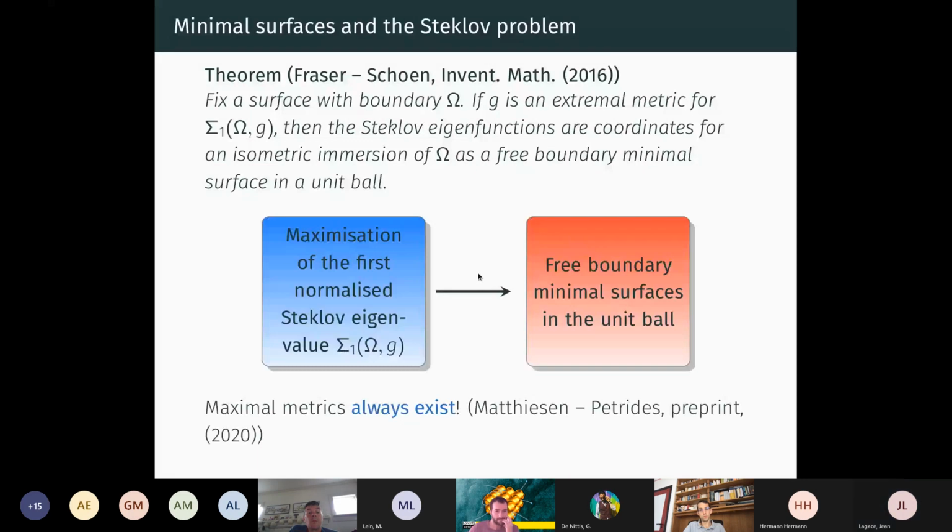And as with any time we do optimization within an infinite dimensional vector space, the question of existence of the extremal object is always a quite finicky question. Well, here maximal metrics always exist. That's been proved quite recently by Matthiesen and Petrides.